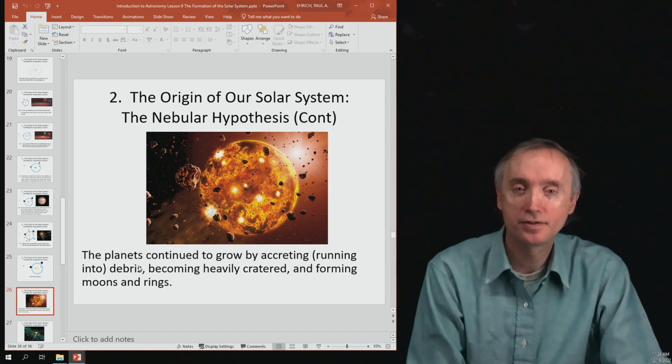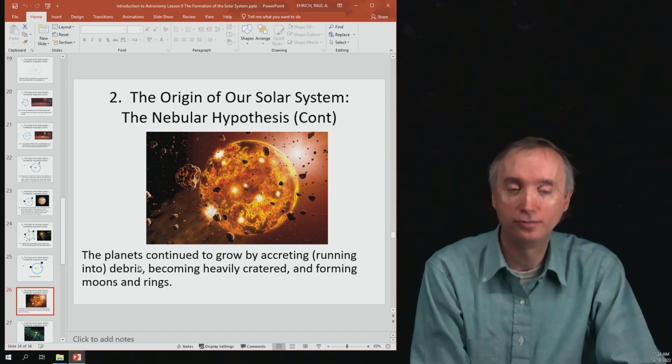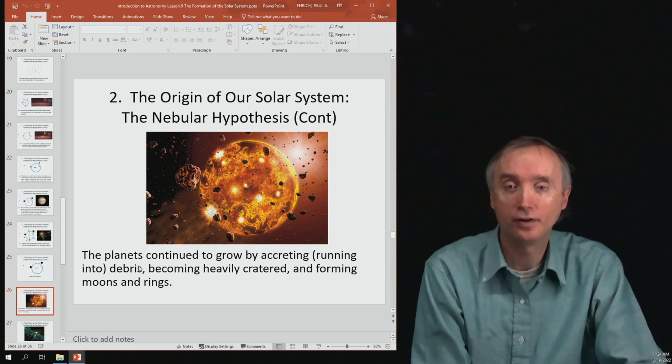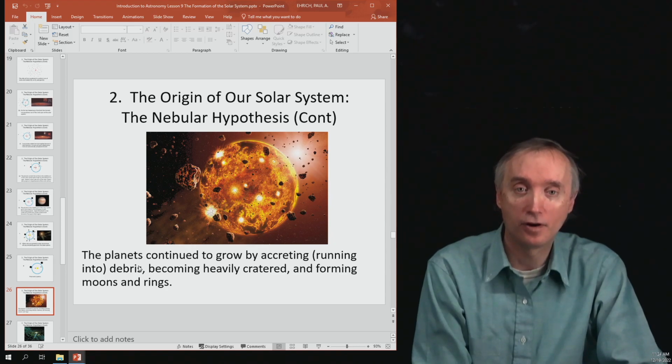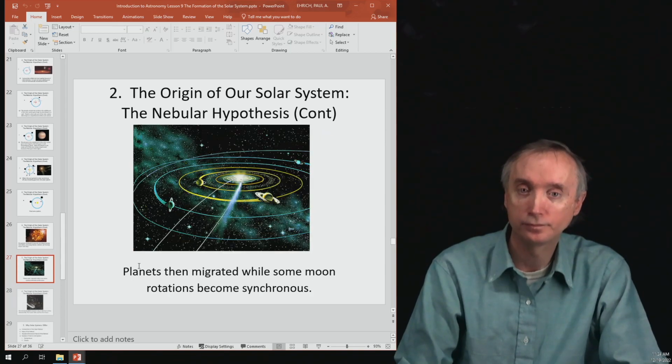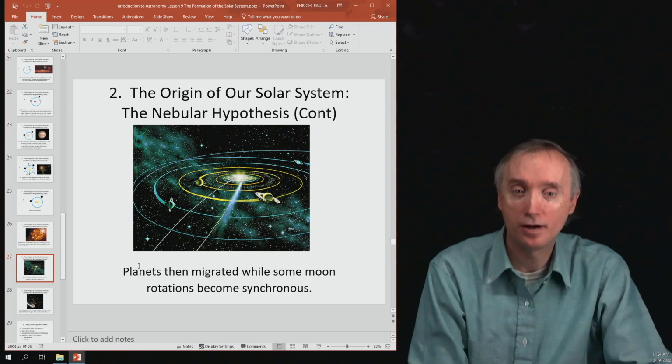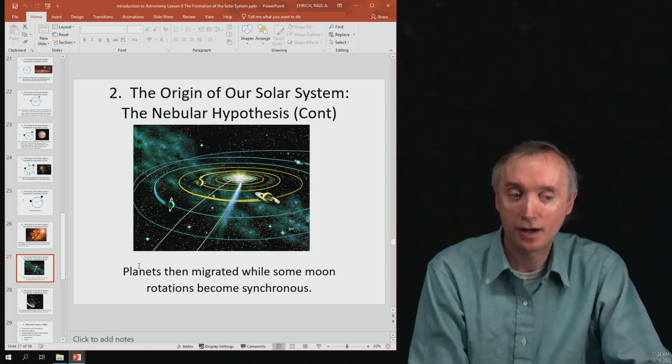The planets continue to grow by running into things, and this takes another 500 million years for all of the debris in the solar system to get mopped up by these planets. But you can still see the effects of this bombardment on the moon today if you look at all the craters on it. And then it is possible for a planet to migrate.